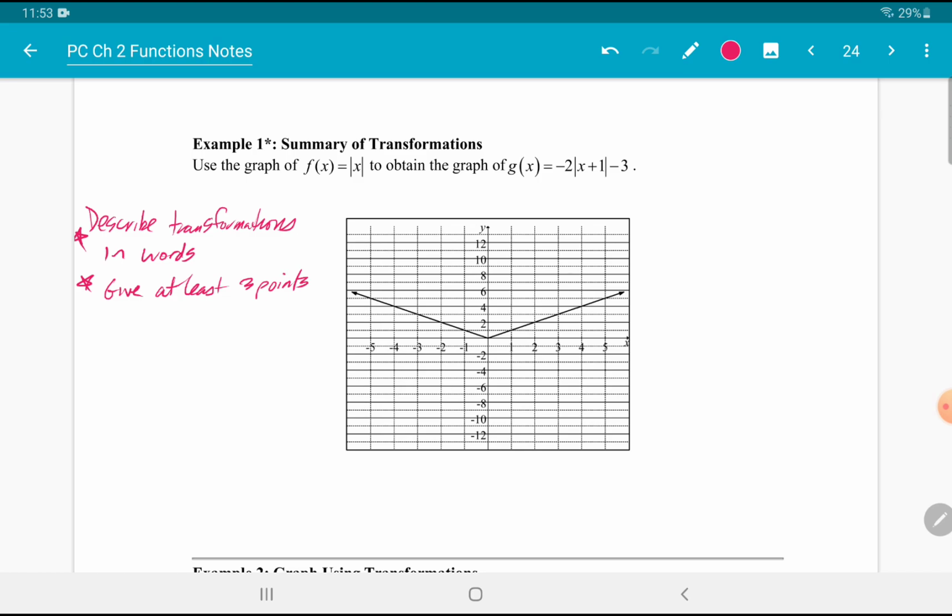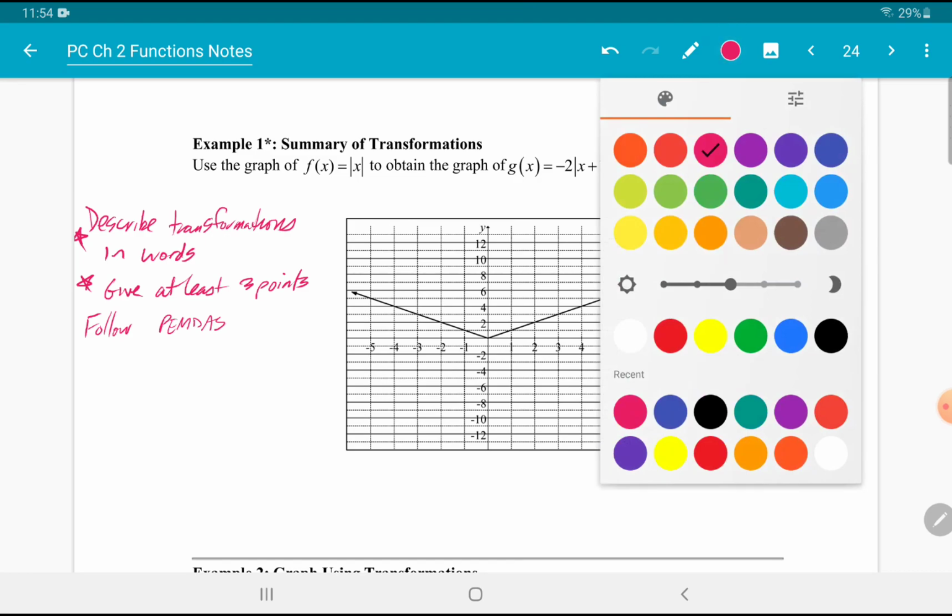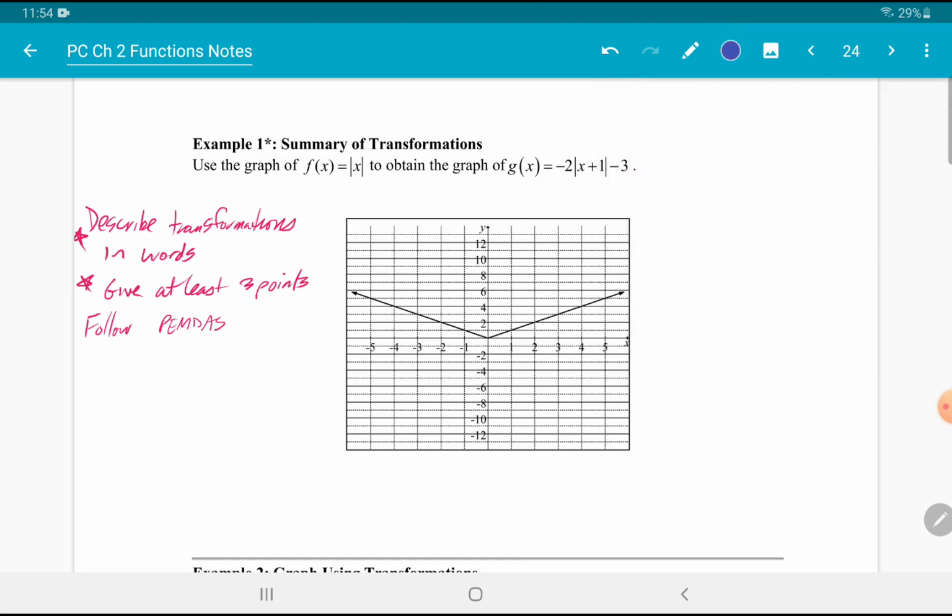In terms of graphing transformations, I would adhere to your order of operations in figuring out which transformations to do first. I think that would be the easiest thing to do. So let's go ahead and begin. Let's take a look at this function here. g of x is equal to -2 absolute value of x plus 1 minus 3.